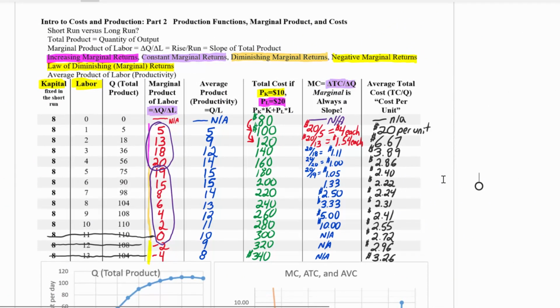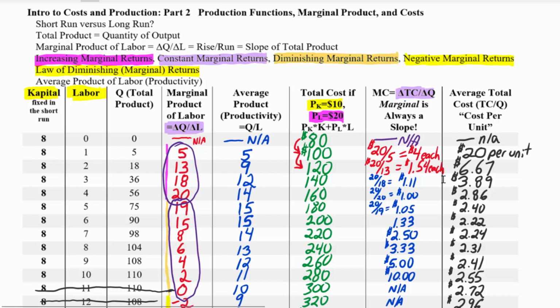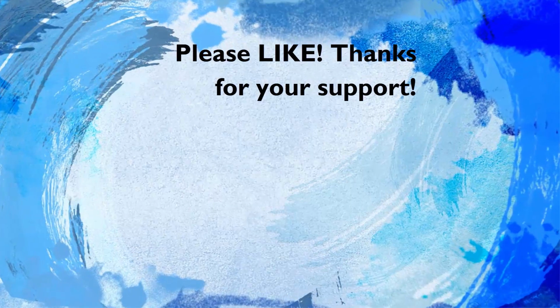Now in the next video, we're going to go through some more definitions from this chapter and make sure we understand things like accounting costs versus economic costs and economic profit versus accounting profit.